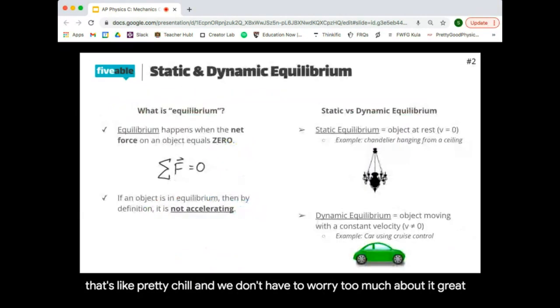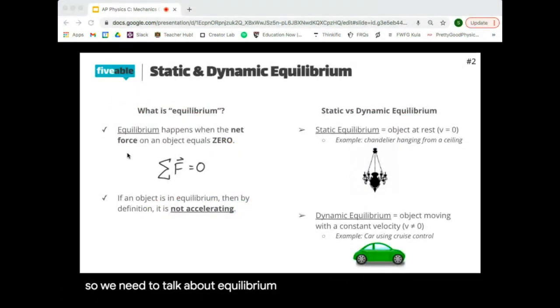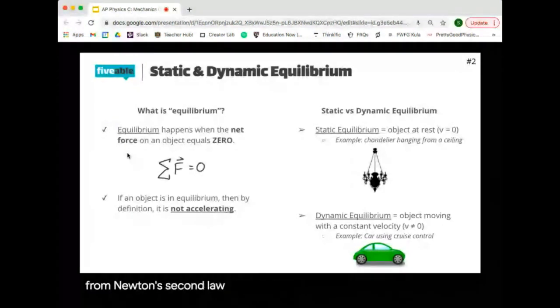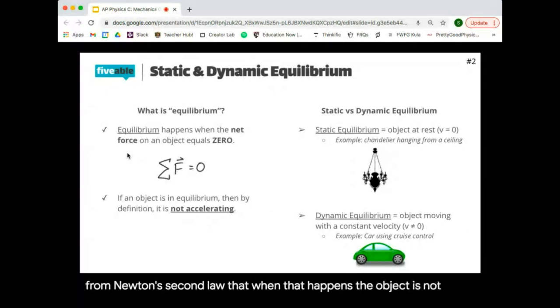Great. So we need to talk about equilibrium. So first, what is it? Equilibrium happens when the net force on an object is 0. So when the sum of forces is equal to 0, we're in equilibrium. And by definition, we know from Newton's second law that when that happens, the object is not accelerating.